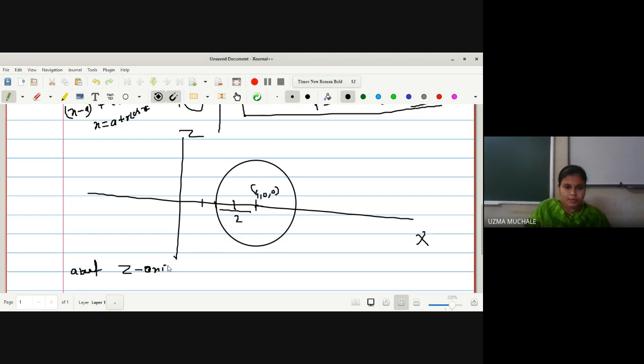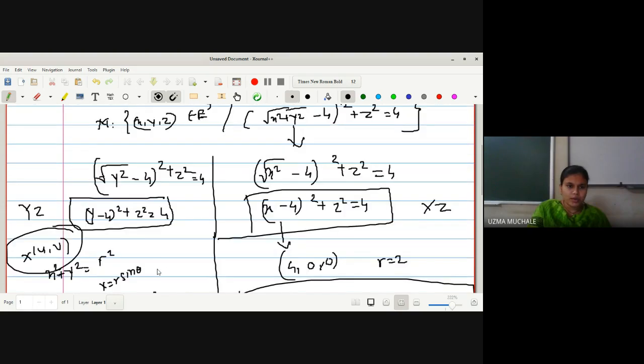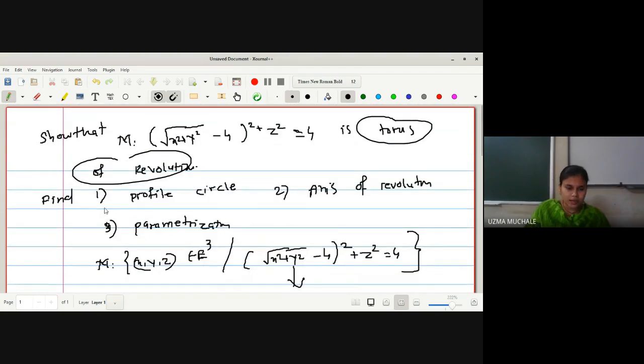Okay, so two parts we have done from the question. What was our two parts? Profile curve हमने find out किया, axis of revolution भी find out किया. Profile curve क्या है आपका? x minus 4 bracket square plus z square equal to 4, and axis of revolution क्या है आपका? z axis.